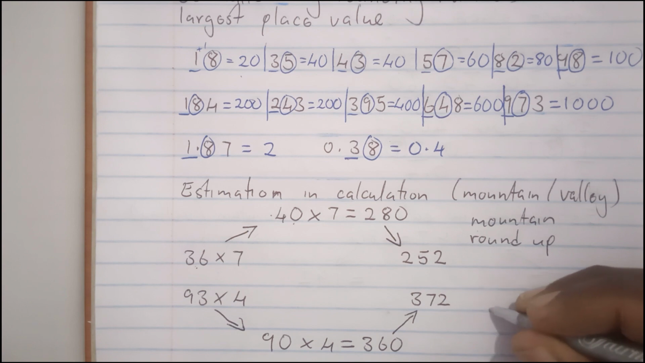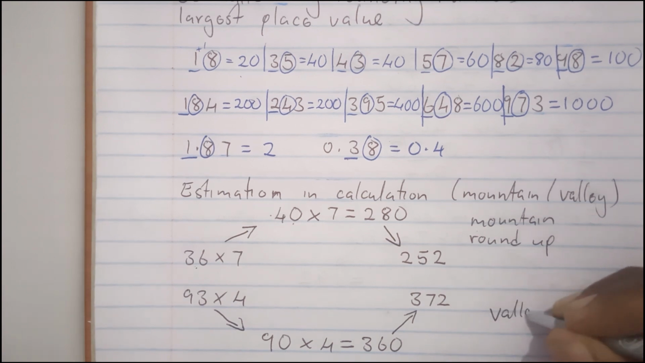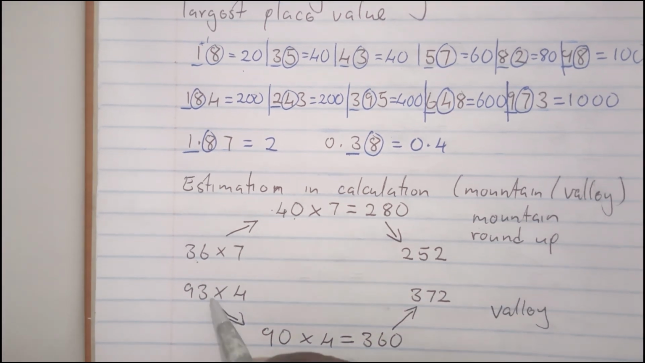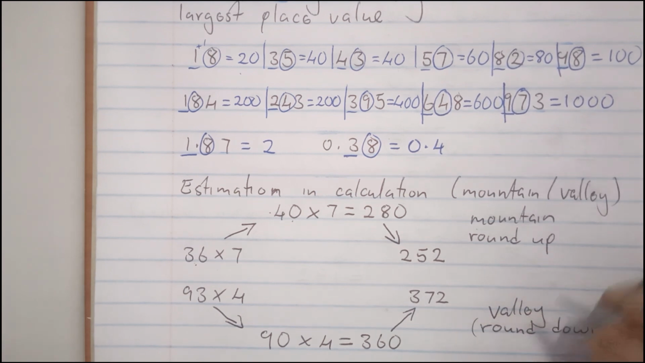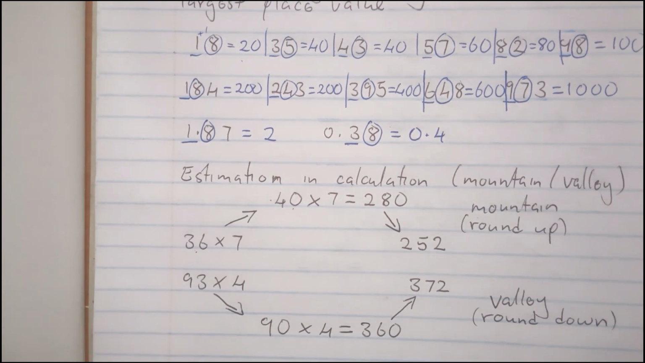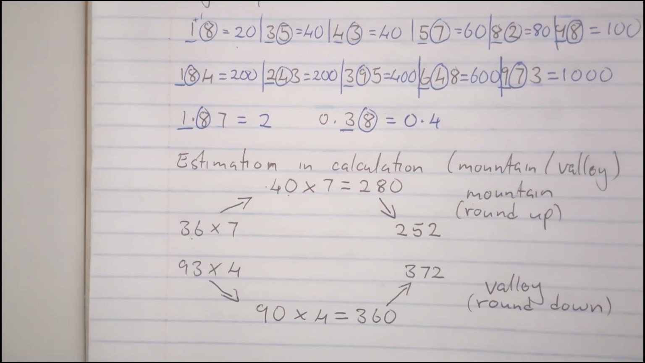Anyway, now we have the valley illustration. Valley, because we went down, then we have to go up again. So when you go down a valley, you must go up, and that is when we round down. Take note of that.